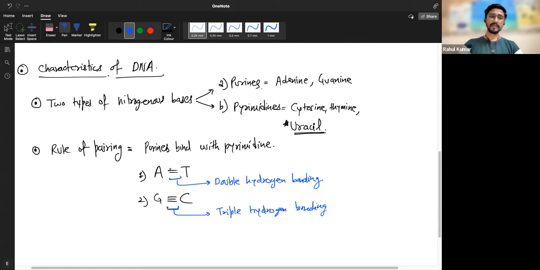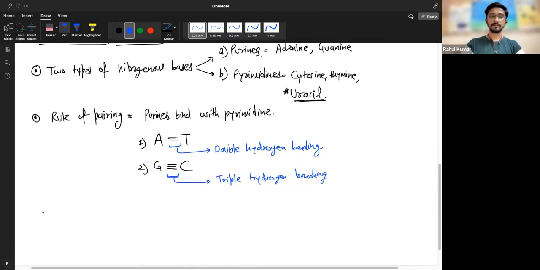So do you see the problem here, that one bond is longer, one bond is shorter, but still we have to make two backbones exactly like railway tracks. So they have to be equidistant, right? That's why A bonds with T and G bonds with C, because they are not all of equal sizes. So this kind of pairing fits together and keeps the distance between the two backbones the same throughout the DNA. Do you understand, everyone? Yes or no?